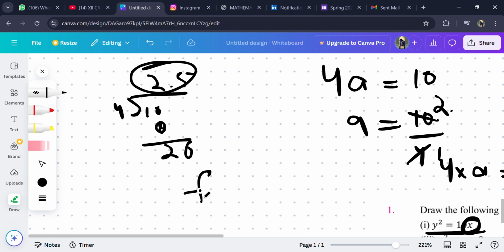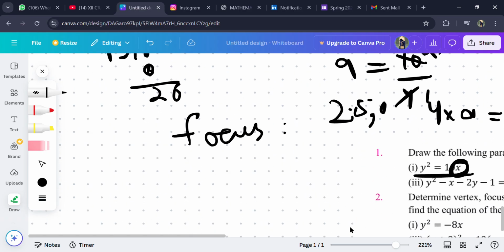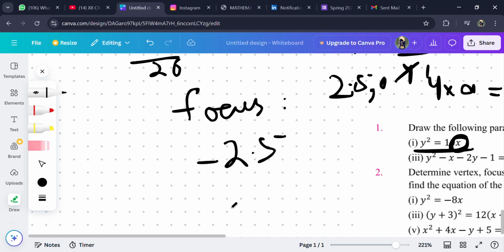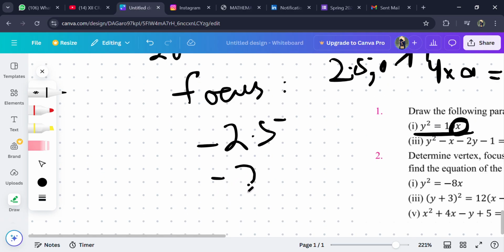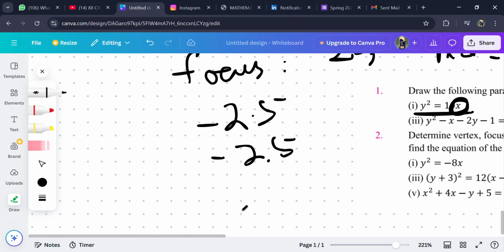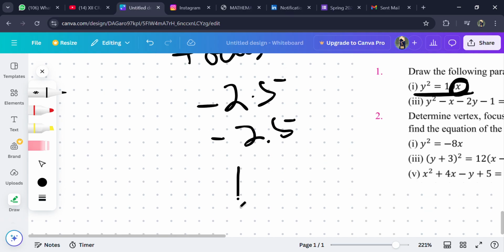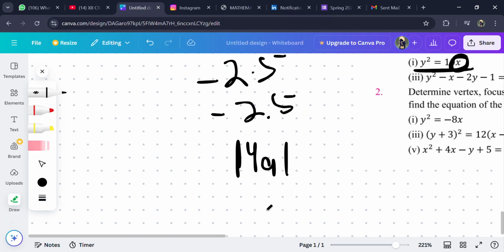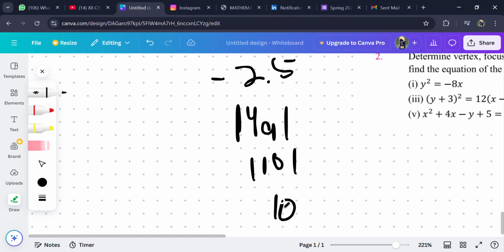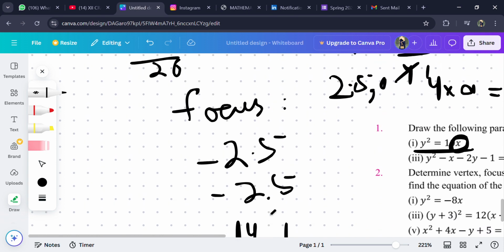So our focus point is what? Our focus point is 2.5, comma 0, since it's the x-axis form. And then directrix would be minus 2.5. And then latus rectum would be minus 2.5. And for the length of latus rectum, I told you guys what you need to do first: 4 times a, that is again 10. So mod 10 is equal to positive 10. So this would be the length of latus rectum.